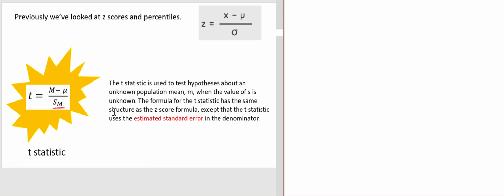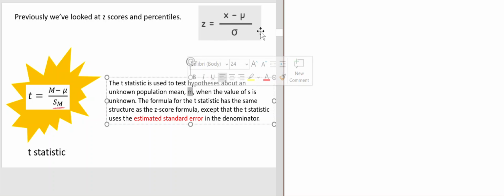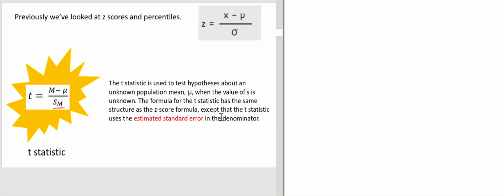But before we do that, this is sort of the definition of t-statistic. The t-statistic is used to test the hypothesis about unknown population mean, and this should be a mu. So I probably should write that right now. All right, so I was able to find the symbol for mu, when the value of the s is unknown. This is the standard deviation for the population is unknown.